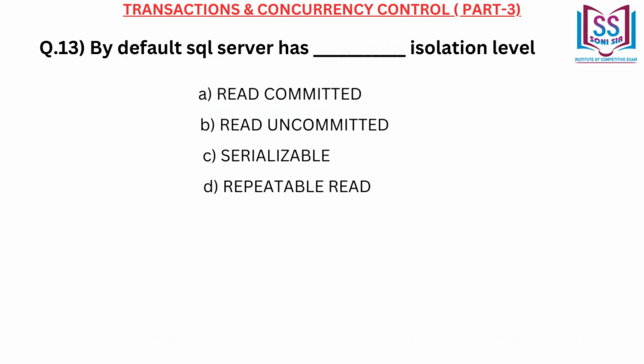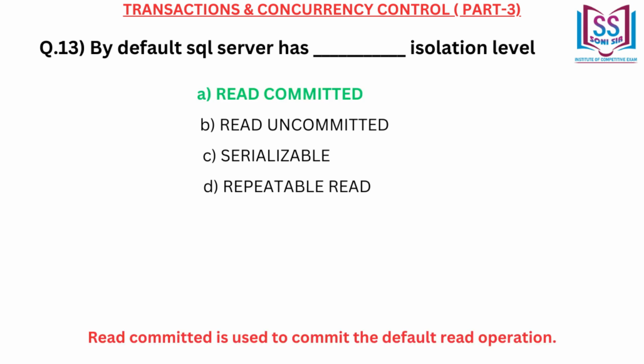By default, SQL Server has dash isolation level. A. Read committed, B. Read uncommitted, C. Serializable, D. Repeatable read. Correct answer A. Read committed. Read committed is used to commit the default read operation.